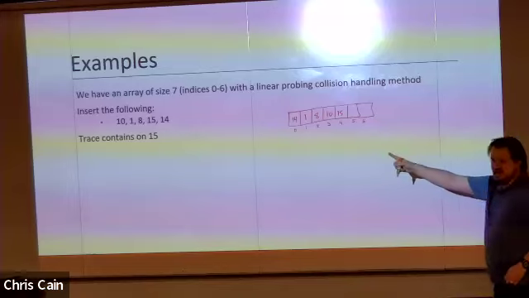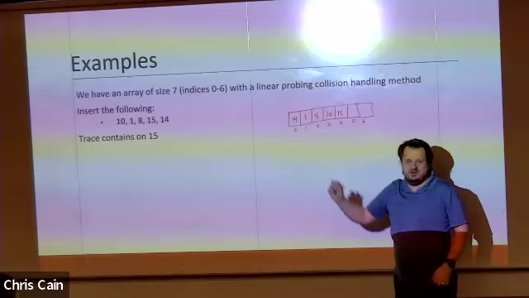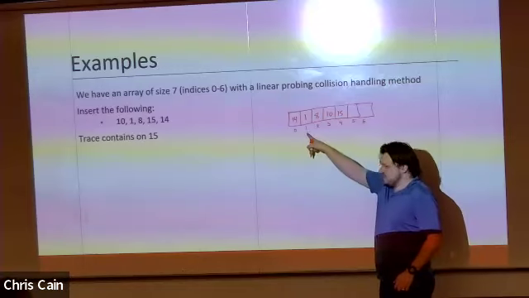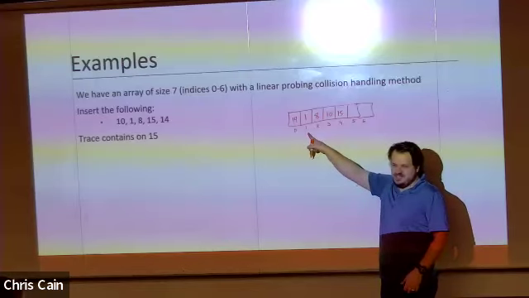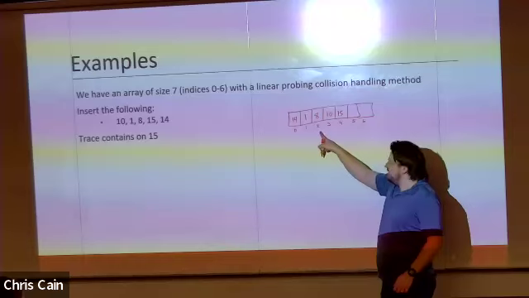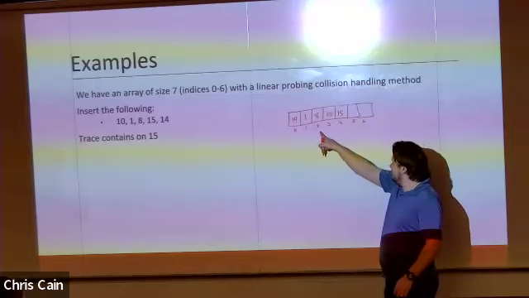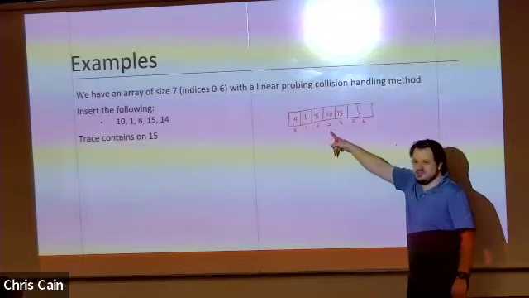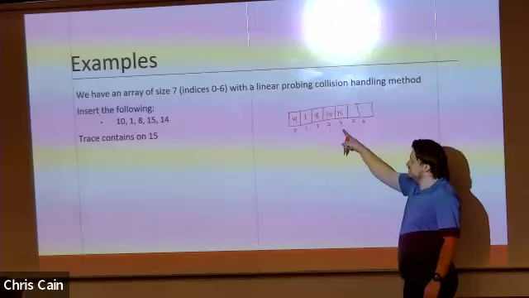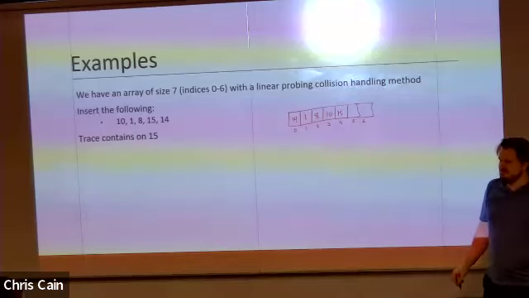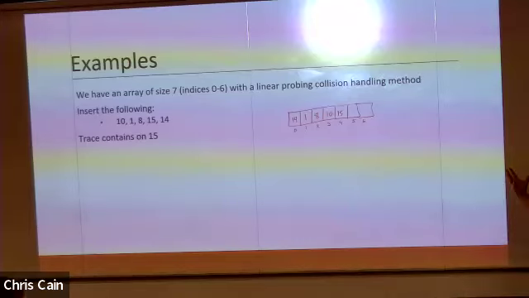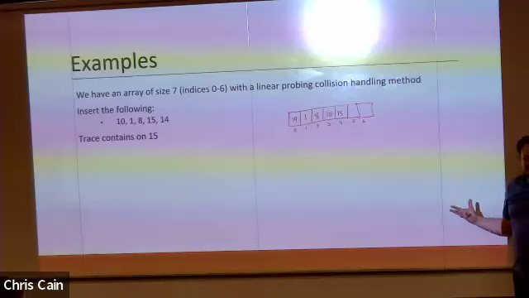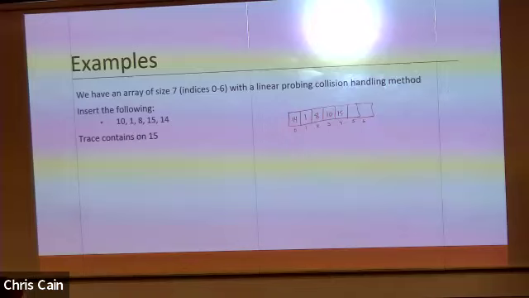Yeah, so we hash it. 15 mod 7 is 1, so we're going to look here. We see something. It's not 15. We look here. We see something. It's not 15. We look here. We see something. It's not 15. We look here. We see something. It is 15. Contains for this exact example doesn't look particularly efficient. And that is because of the clustering that we saw and the fact that we should have resized this table before now.